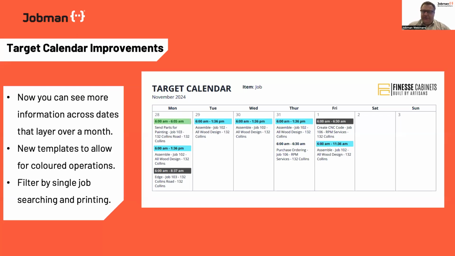to print. But for those of you that take full advantage of the digitization of Jobman in your business, you can now have those color coordinations come through from your operational colors onto the target calendar and then digitally print that up and see those in color. So it makes it really clear.